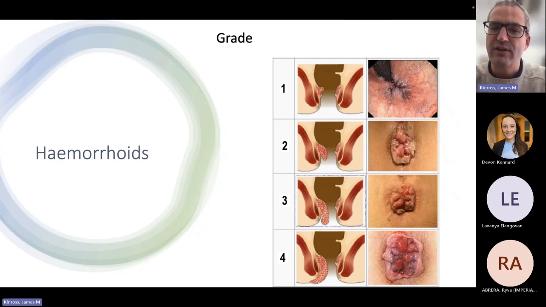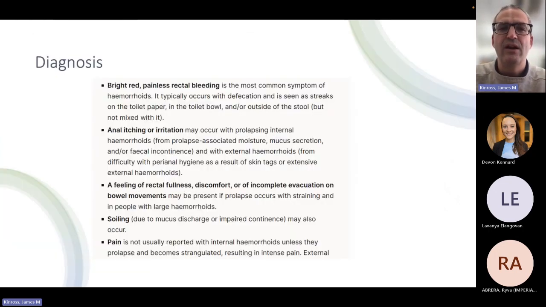So either they've got some degree of prolapse that has led to a thrombosis or pain. They never go back in. They can't push them back in, and they're usually needing a definitive surgical strategy to fix them. The symptoms I've kind of already told you about.